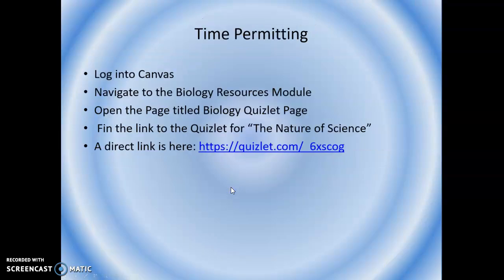If we've got some time permitting in the class, you can go back into Canvas, navigate to the Biology Resources module, open up the page titled Biology Quizlet page, and then you'll find a Quizlet called The Nature of Science, which gives you an opportunity to look over the terms for today. There's a direct link for it here, so if you go into the slides on Canvas, you can directly link it from there. So I hope you enjoyed the stuff for the day.